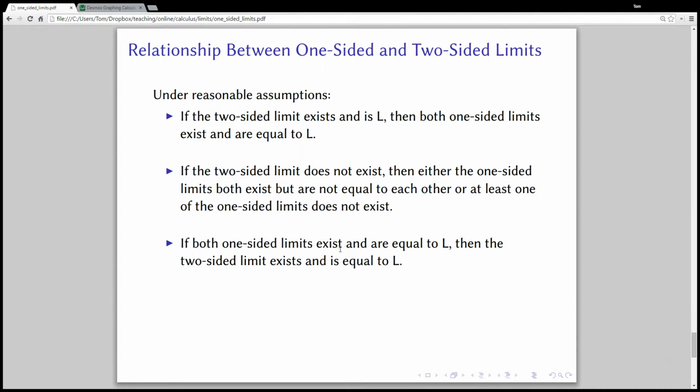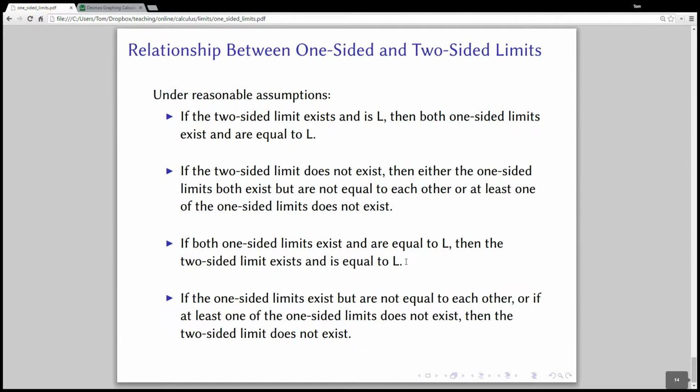If both of the one-sided limits exist and are equal to L, then you automatically know that the two-sided limit has to be equal to L. If it's doing the same thing on the right and on the left, then you know from both sides it's doing whatever the two one-sided limits are doing. And finally, if the one-sided limits exist but are not equal to each other, or if one of the one-sided limits does not exist, then you know that the two-sided limit does not exist.